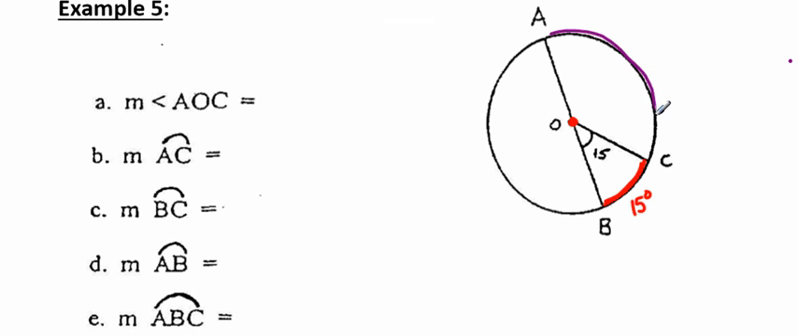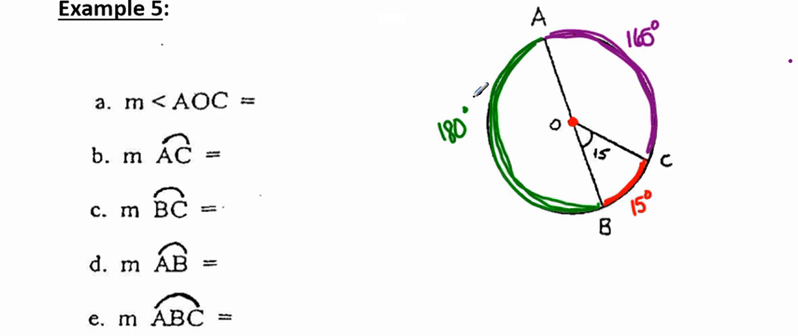The purple arc from A to C and the red arc together have to make up exactly half of the circle, or exactly 180 degrees. And that's going to make the degree measure of my purple arc 165 degrees. The measure of the green arc is going to be exactly half of 360 because it goes half of the way around the circle, or 180 degrees. This is the line there.